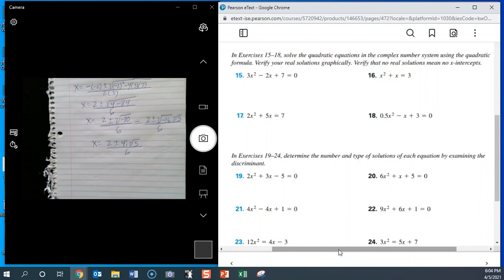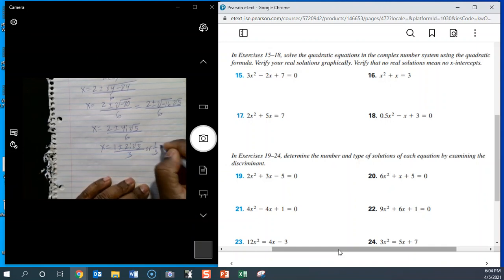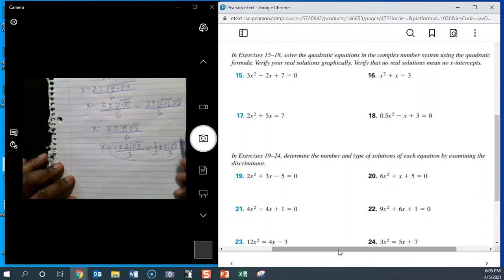Now, we could do this a few ways, but what I would suggest is this. 2, 4, and 6 all have 2 in common. So we could divide all 3 of these values by 2, and this will leave us 1 plus or minus 2i square root 5 all divided by 3. Now we could leave it like this, or we could write it as 1/3 plus or minus 2i square root 5 all over 3. So either one of these is correct.